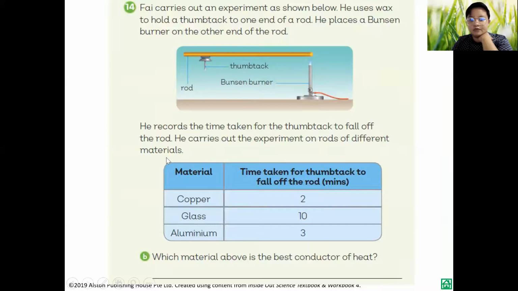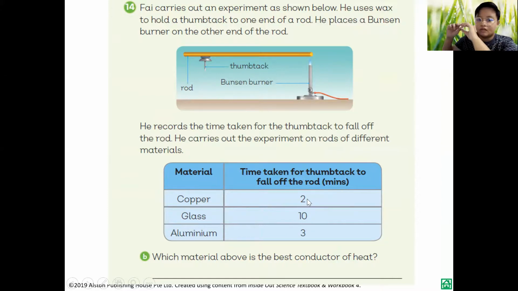Letter B of number 14. Which material above is the best conductor of heat? The best conductors of heat are metals. And here it is copper, because it only took 2 minutes.